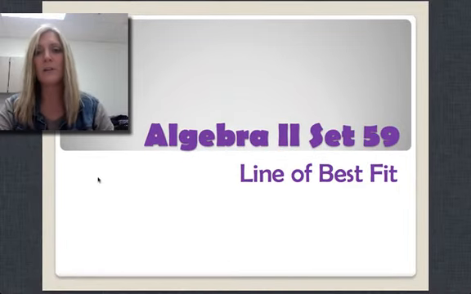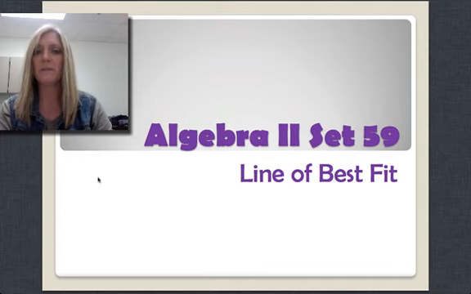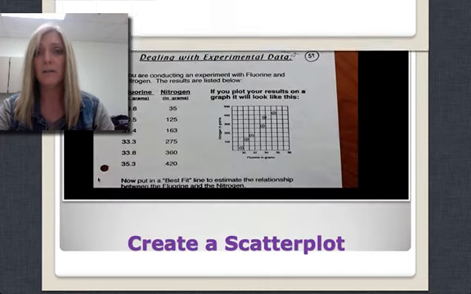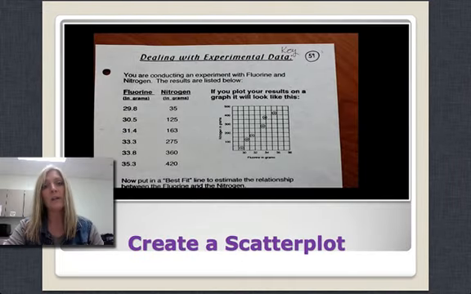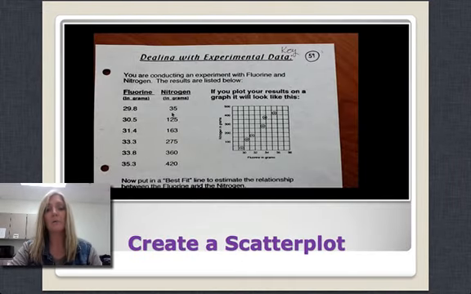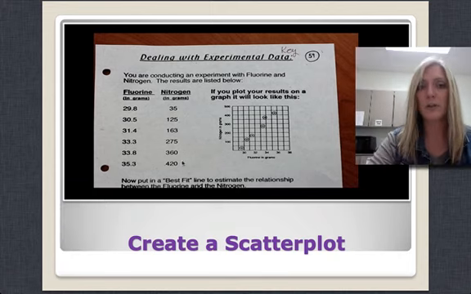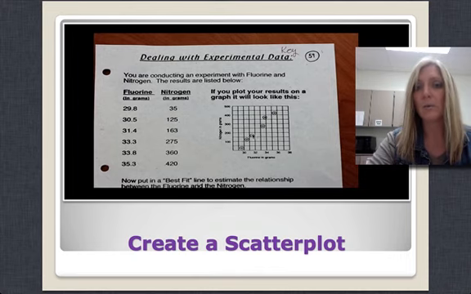All right, today we're going to review a little bit of what we've done the past few days on finding the line of best fit. This is set 59, and here we talked a little bit about creating a scatter plot with real-life data, which is called experimental data. So we went ahead and we plotted. We had fluorine on our x-axis and nitrogen on our y-axis, and we plotted those points in a scatter plot.